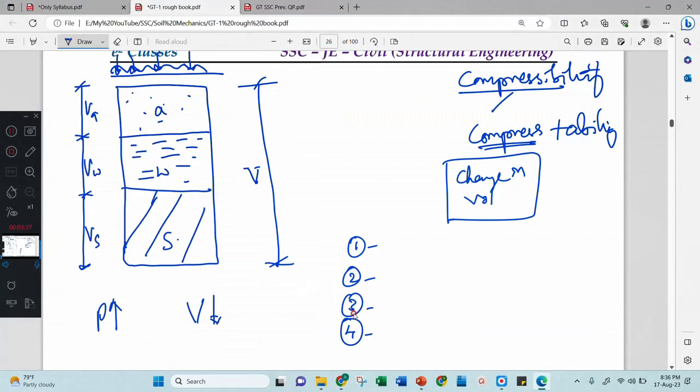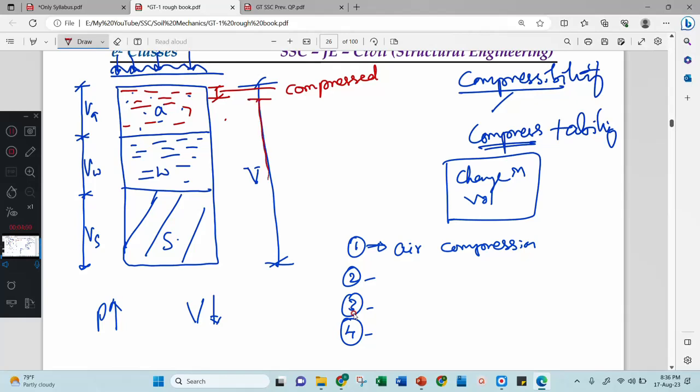I will give one reason. The first reason is air compresses. Let us consider this air, this volume. When I apply this load, a small amount of the air will get compressed. Because of that, the total volume is reduced. Now see the red line, the total volume is reduced. Volume is reduced means compression happened. So I got the first reason, that air is compressed, that's why the compressibility is there in the soil.